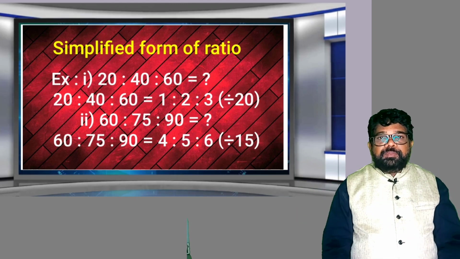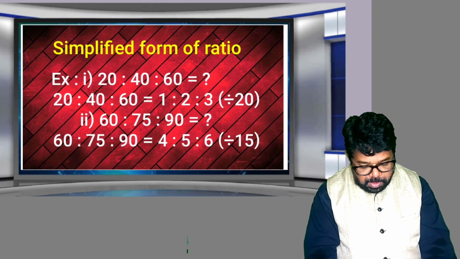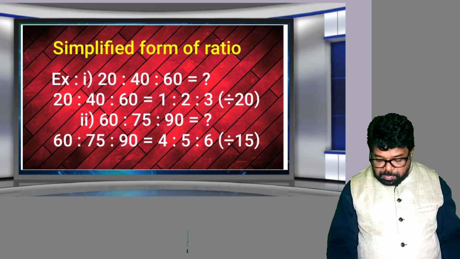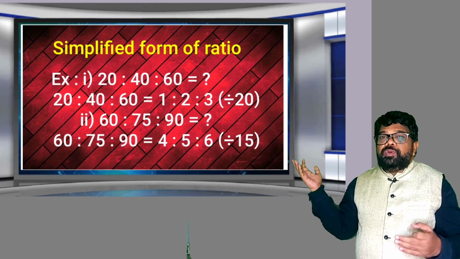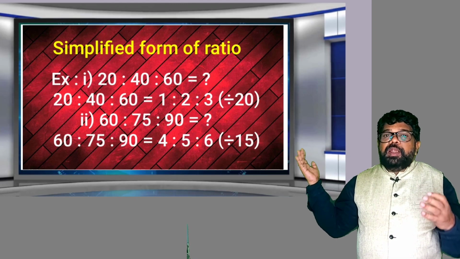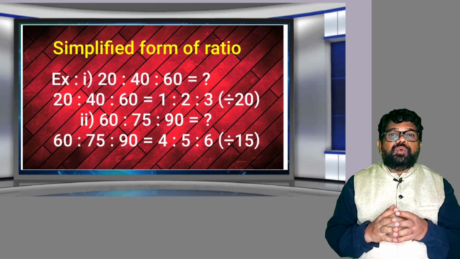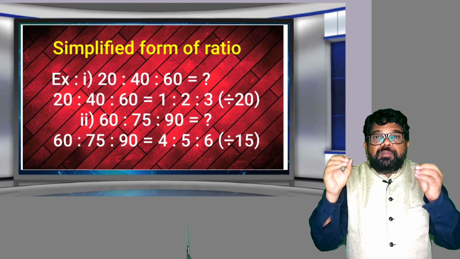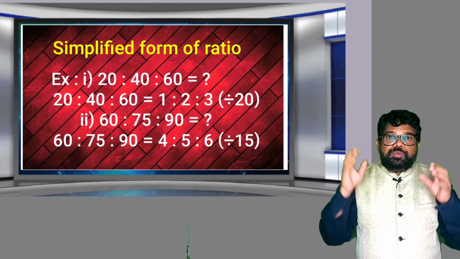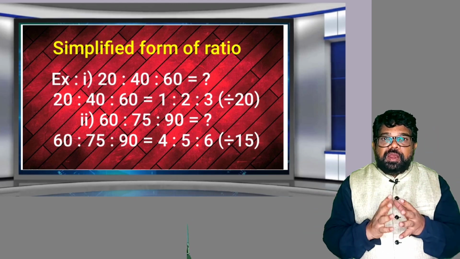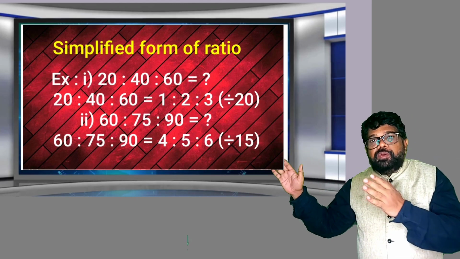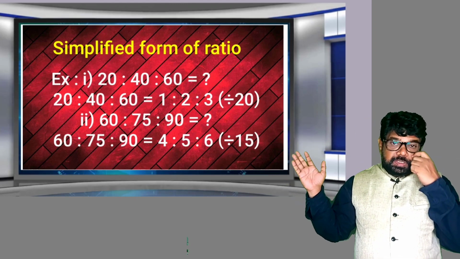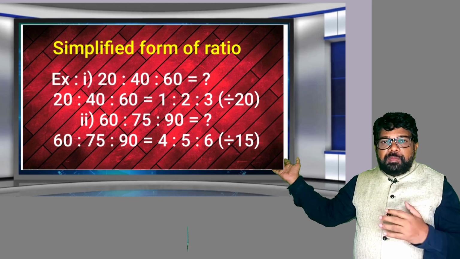Now what is the next one? Suppose the ratio of the numbers is 2 is to 3 is to 4. Now what are the numbers? 2 into k, 3 into k, 4 into k, by multiplying some constant value. Ratio means only the simplified form of larger values. To get the larger values, multiply by some constant k, where k is any constant.